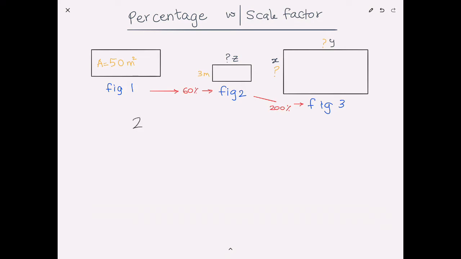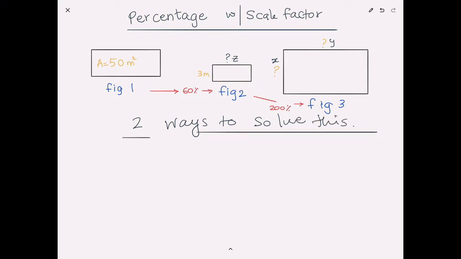Figure 1 has 50 meters squared of area, figure 2 has a 3-meter length, and figure 3 has no length or width. So there are two different ways to solve this. One is I'm going to assume that the length and width of figure 1 is S and T, and S is equal to 5 and T is equal to 10.